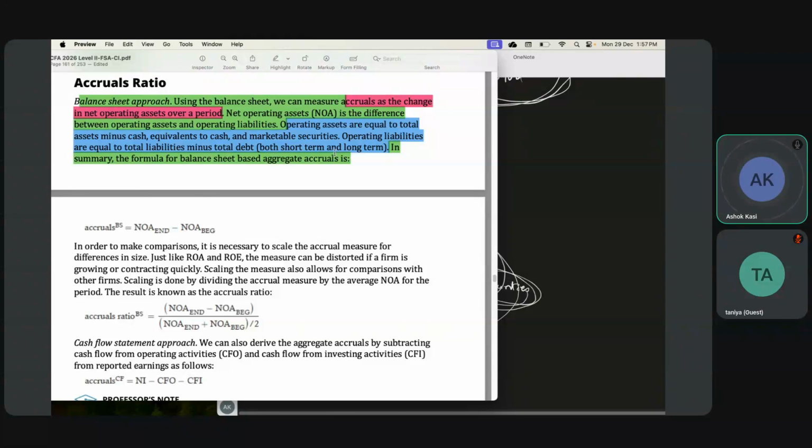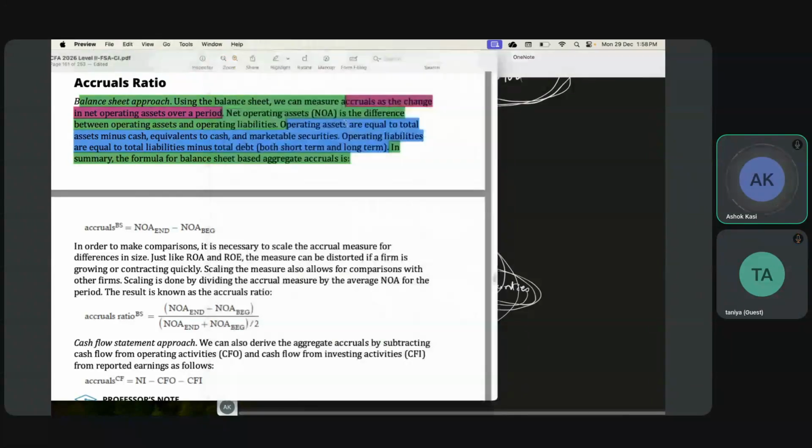Similarly, operating liabilities are equal to total liabilities minus total debt, both short term and long term. Because this money, cash, is with you; the rest all you have utilized for the business. In summary, the formula for balance sheet based aggregate accrual is net operating assets ending value minus net operating assets beginning value. This is an important paragraph. You have to spend some time understanding these formulas.